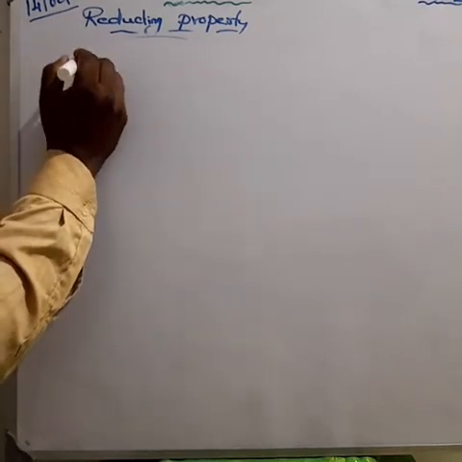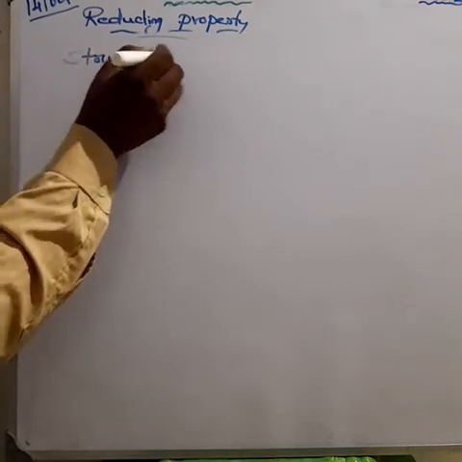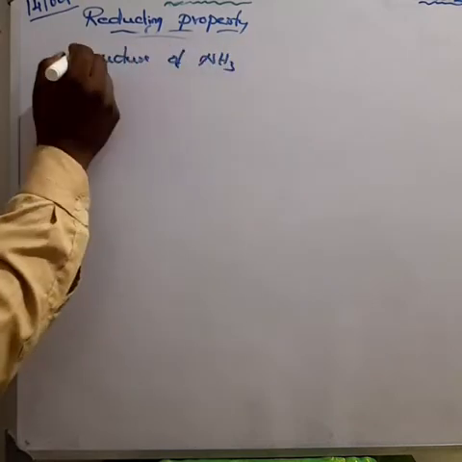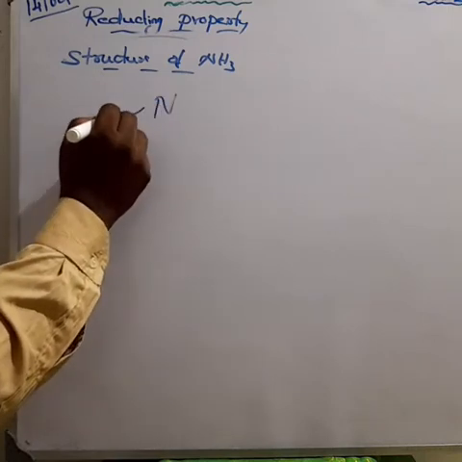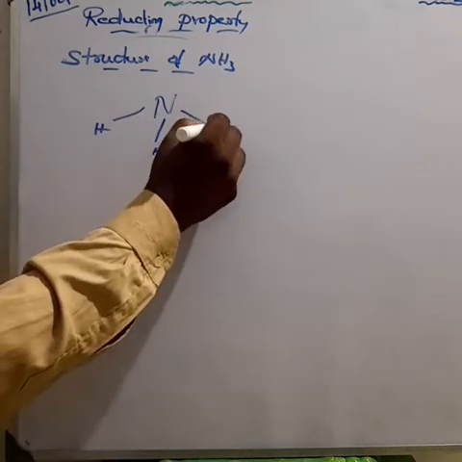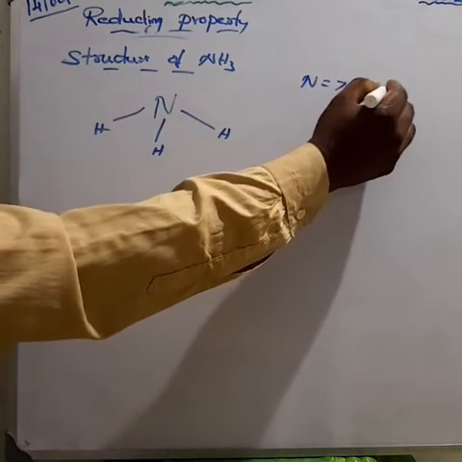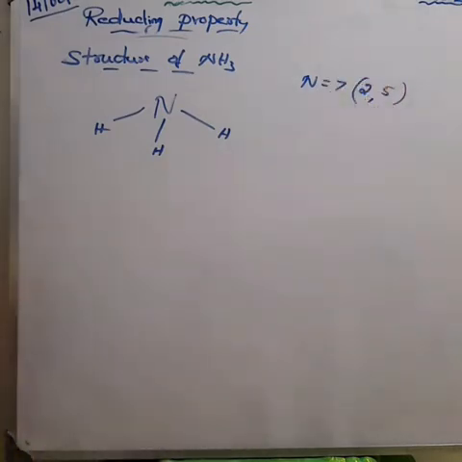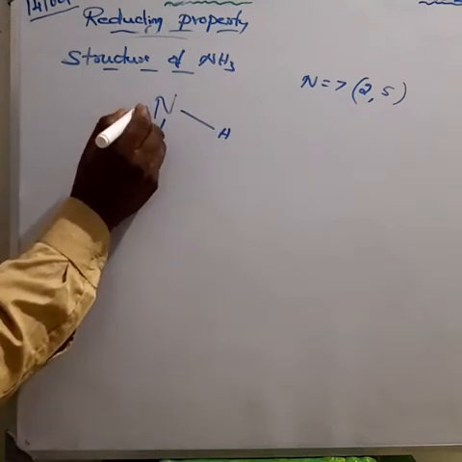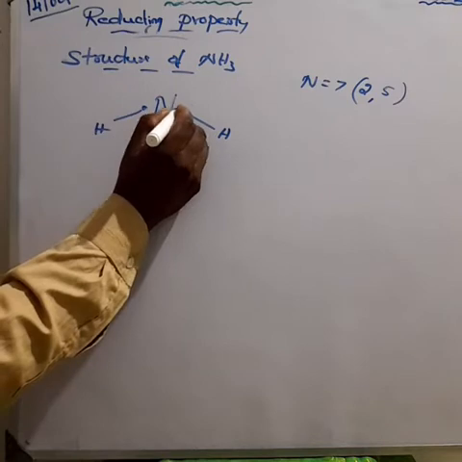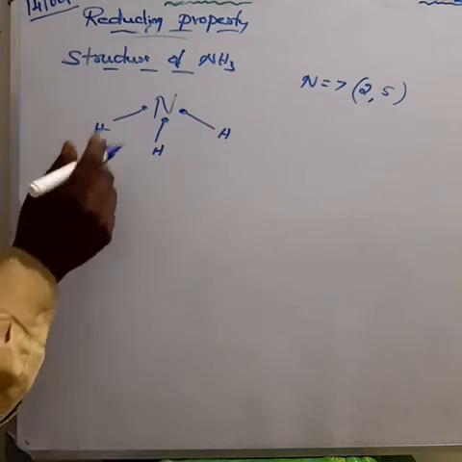Next, we can discuss the structure of ammonia. We know that one nitrogen atom is surrounded by 3 hydrogen atoms. The atomic number of nitrogen is 7. First shell can accommodate 2 electrons. Second shell has 5 electrons. So nitrogen has 5 electrons. Out of these 5 electrons, 3 electrons are paired with hydrogen. So we get nitrogen paired with hydrogen.